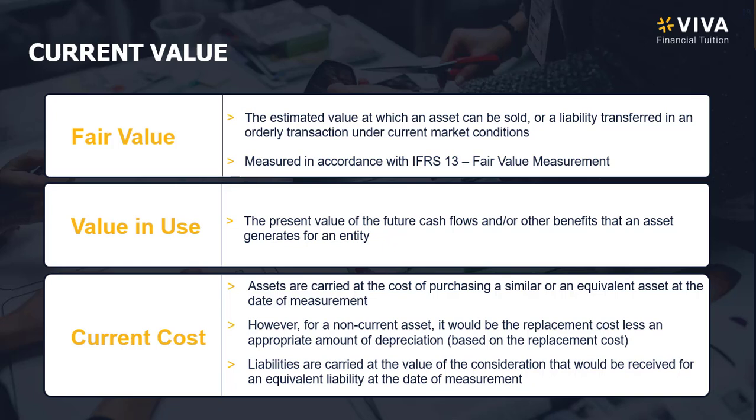So you can either say there are two different measurement bases, which is historic cost and current value, or you could say there are four different measurement bases if you subdivide down the current value into fair value, value in use and current cost. So the four overall: historic cost, fair value, value in use and current cost.